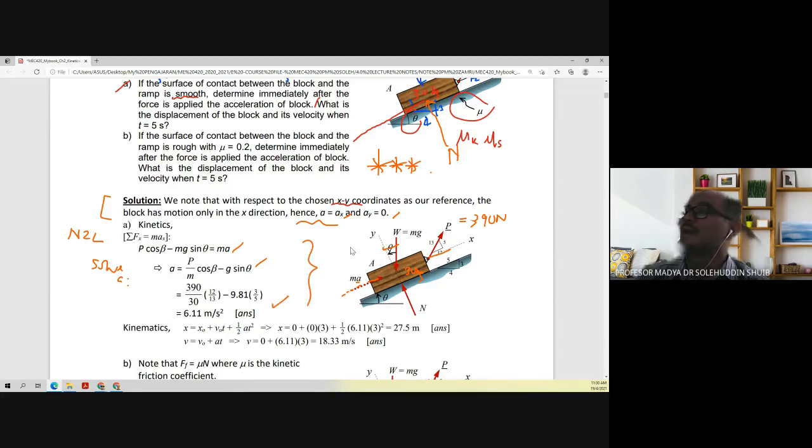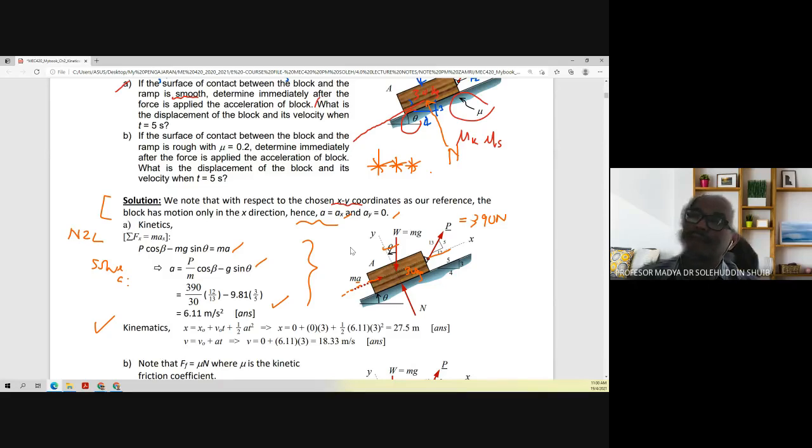Okay, this is the kinetic part. That's why again and again I encourage you to revise all of this, because you learned it in trigonometry a long time ago, so you need to refresh. In dynamics or statics, we use this a lot. And then we proceed to the kinematic part.